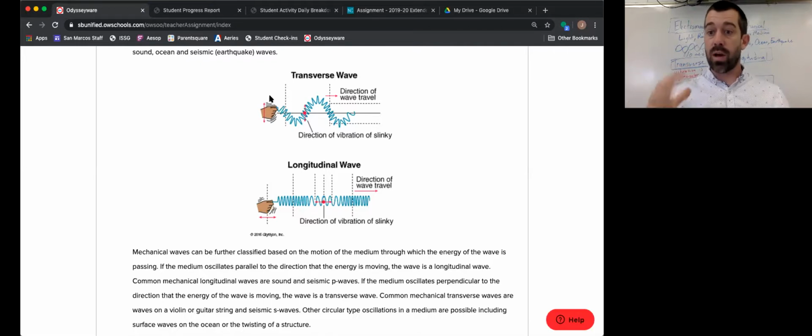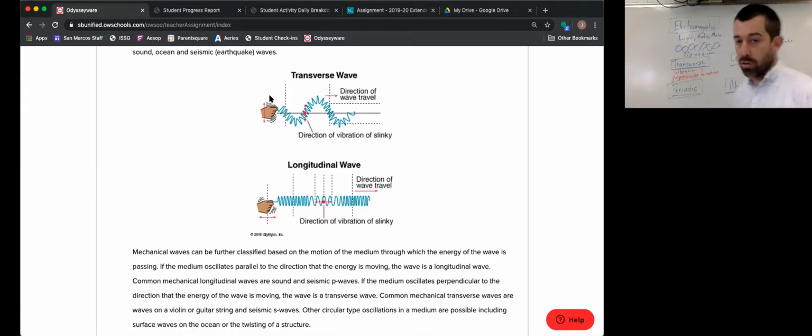That also creates a wave. Or in sound, where you have the speaker vibrating back and forth, pushing out the sound that way, that is a longitudinal wave. So there we have the vibration is parallel to the motion. Okay, so perpendicular to the motion, parallel to the motion.